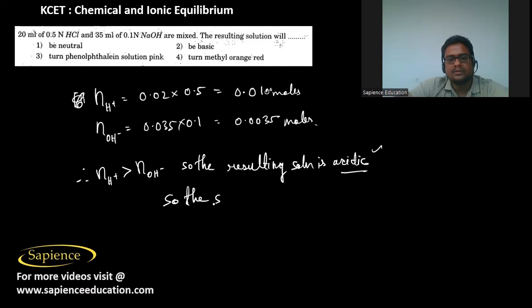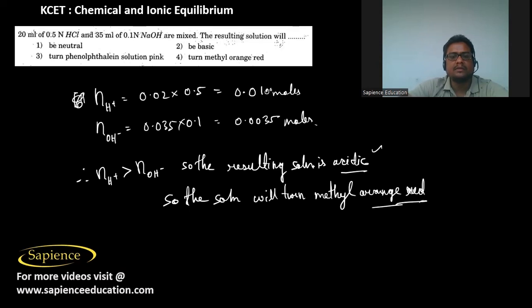So the solution will turn methyl orange red since it is acidic. If it is a basic solution, then only it will turn phenolphthalein solution pink. And since it is an acidic solution, it will turn methyl orange red, and phenolphthalein will be colorless.